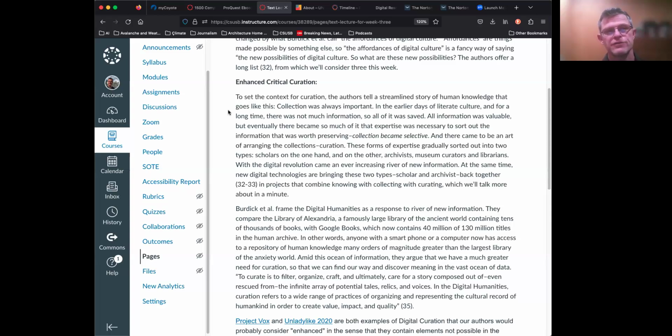And so there are two kinds of specialists that are created by the project of the humanities: the scholars whose task is to know things about information, and the archivists, the librarians, the museum curators. These are the people who collect and curate, right? And so part of what Burdick and the rest of them are arguing is that in print culture, the scholars on the one hand and the collectors and curators on the other hand were two separate groups of intellectual specialists. But now, because of the nature of digital technologies, those two skill sets are merging again.